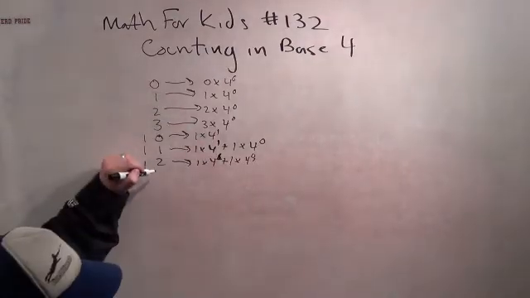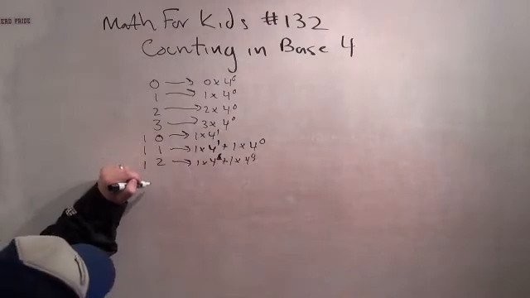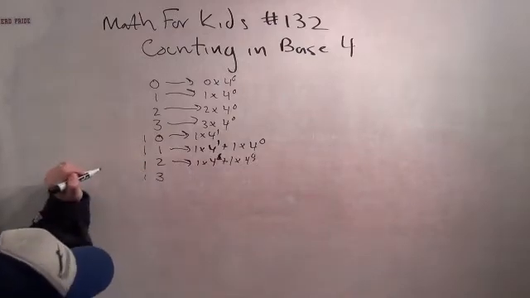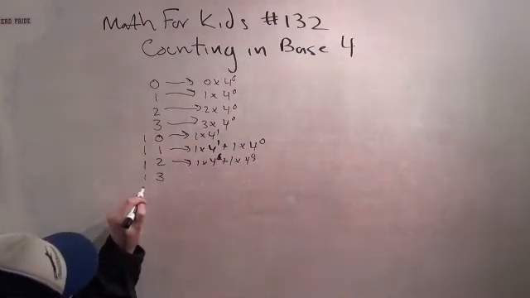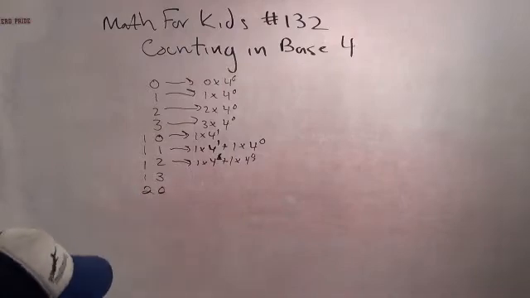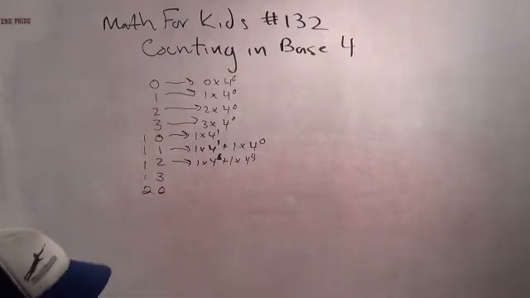Okay, and we could keep going. The next number would be 1, 3. And what's the next number? 2, 0. Okay, then 2, 1, and all the way down.